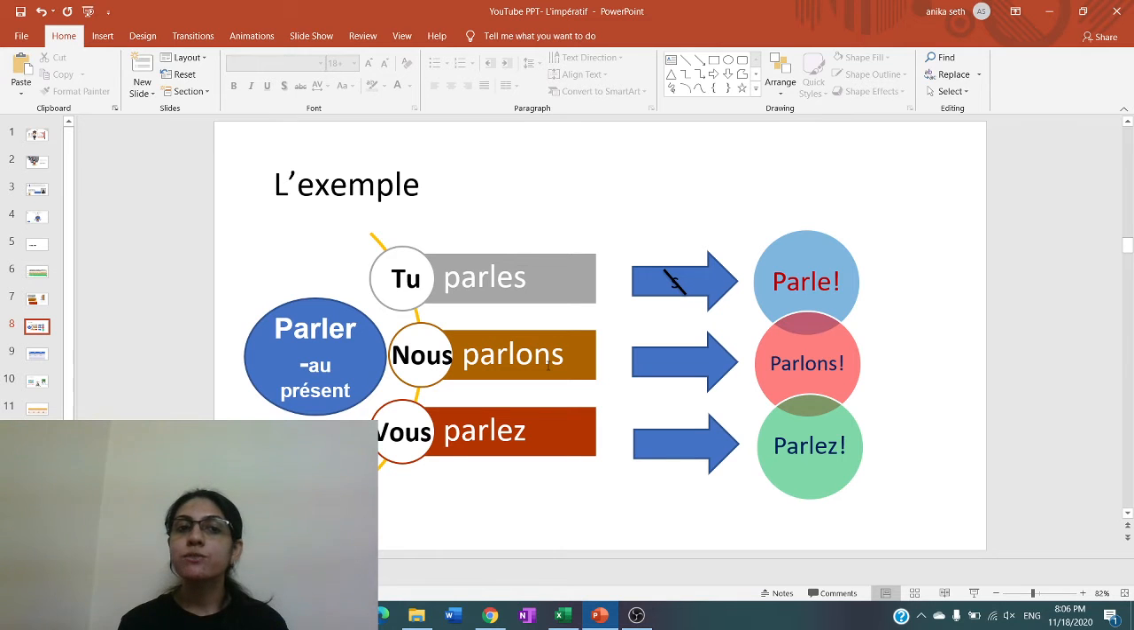So the imperative form, the steps to change the word, to conjugate the verb in the imperative. First, take the present tense of the verb with all the subject pronouns, tu, nous, and vous.